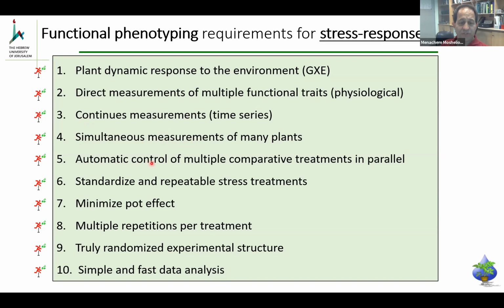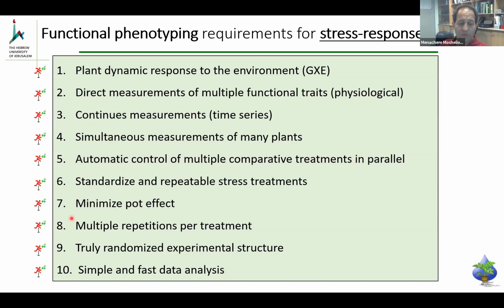We want to have automation to control the multiple treatments, in particular drought, so we know exactly what treatment the plant gets while it's under the stress. This prevents the fact that bigger plants will transpire more and get drought faster. We want to have standardization, and we want to minimize the pot effect.